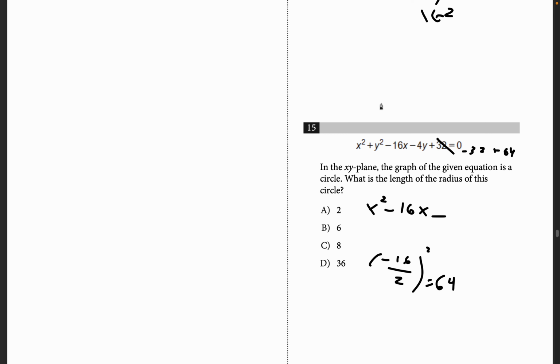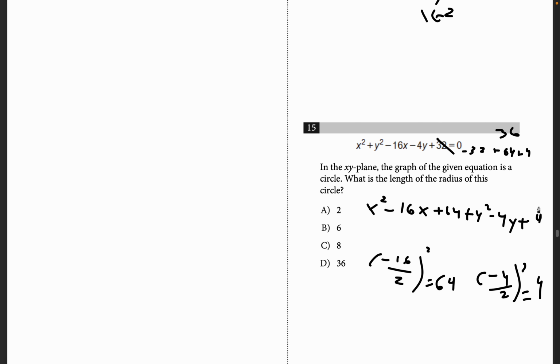And then we have to do the same thing for y. Plus 64, y squared, y plus this blank, we do negative 4 divided by 2 squared, so it'll be 4. Plus 4. 64 minus 32 is 32, plus 4 is 36.